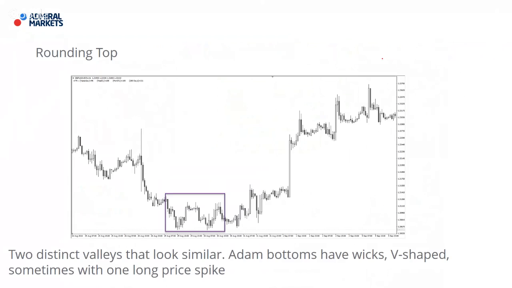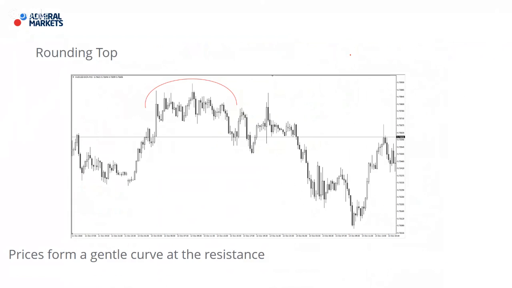The rounding top usually appears at resistance, and that is why it's called a rounding top. I personally try to spot it only at important historical resistance levels. It's not that you cannot see it on other resistance, but if you know that there is some important resistance there, this will give additional strength to the rounding top. The characteristic of this pattern is that price forms a gentle curve at resistance.